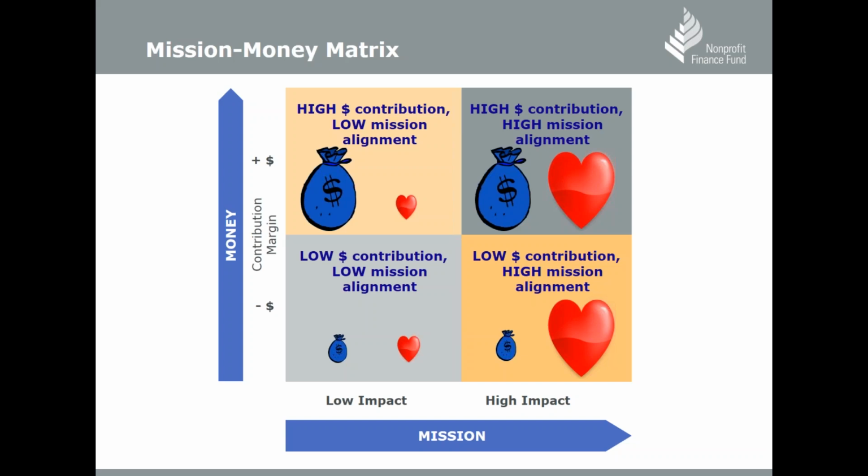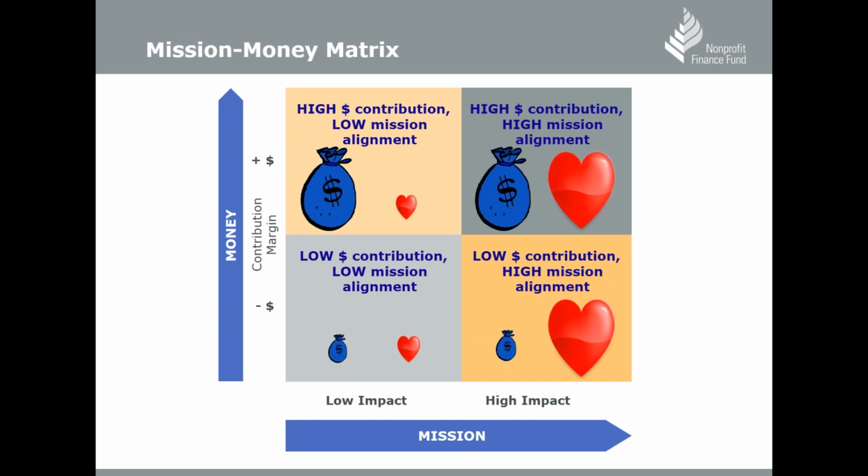So the first part of the analysis involves a framework like the one that you see on the screen. We call this the Mission Money Matrix, and we use it to understand how each of an organization's programs contribute to mission and also contribute to the organization's bottom line. In the framework, we have mission along the bottom and money along the vertical axis.